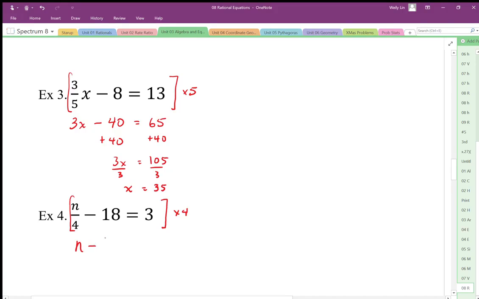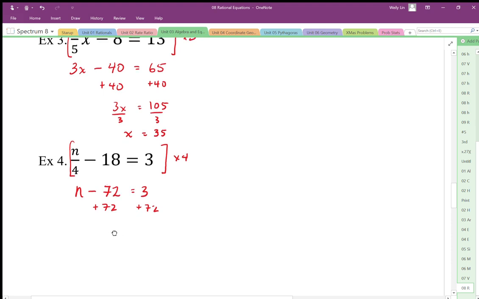4 times 18 is, what's that going to be? That's going to be 92. Okay. Sorry, that's not 92, that's 72. That's equal to 3. And then add 72 to both sides. Okay, again, make sure you're showing your steps because that's what you're being marked on. And it works out to be 75. Okay, so that's my answer.